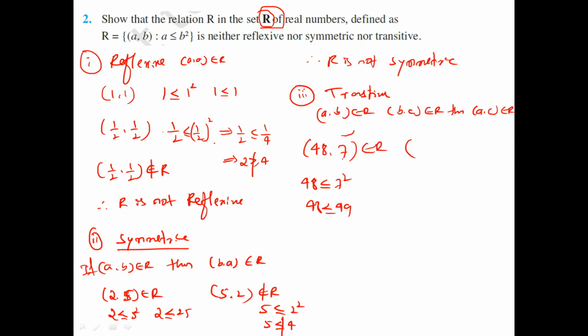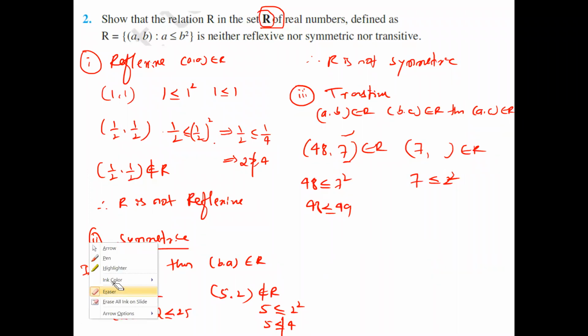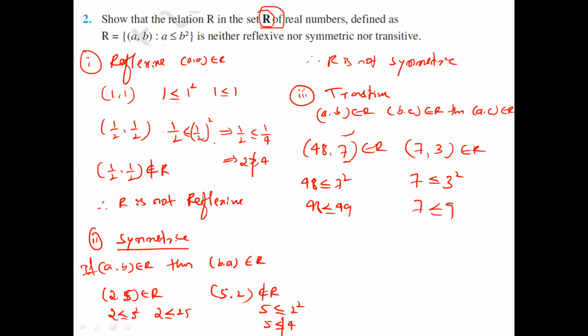Now I'll take here 7, comma, the next number. A comma B means we start from B comma C, so ending with 7 means we start here with 7. Can I take 2? 7 is less than or equal to 2 square? It's not satisfied. So I'll take 3 instead. 3 square is 9. So 7 is less than or equal to 9, yes.